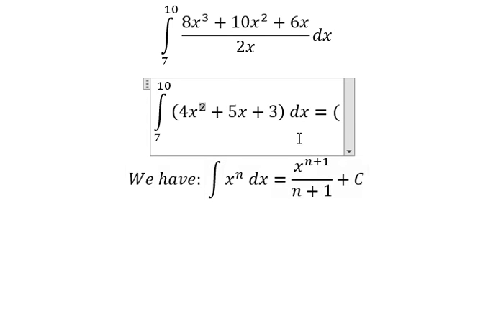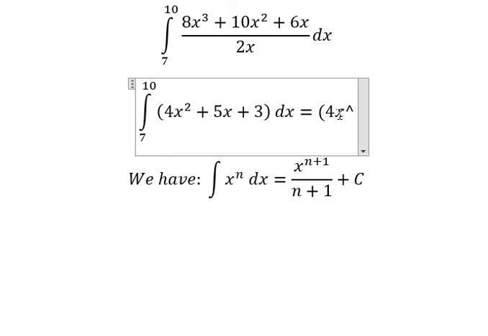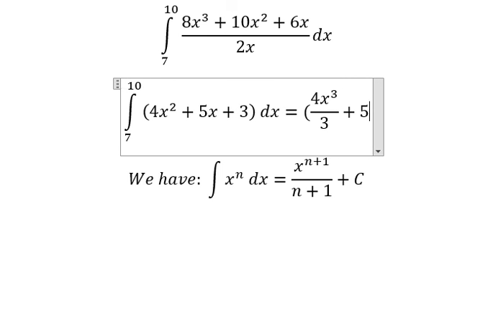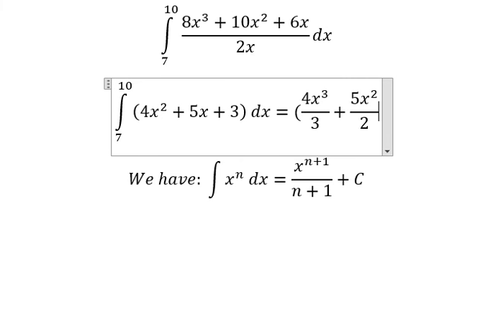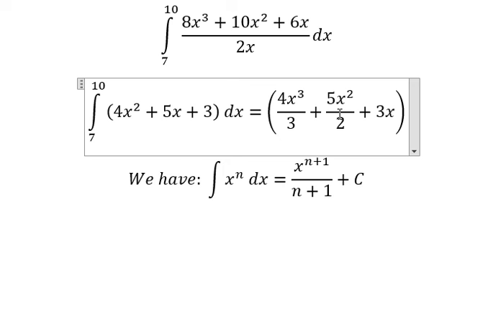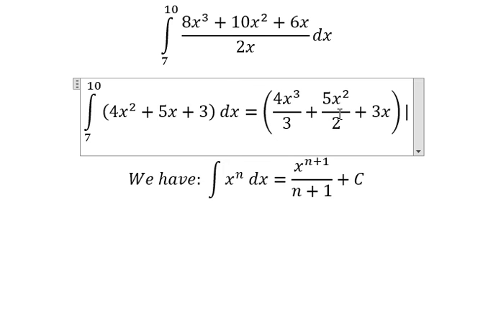2 plus 1, we have number 3, and we have 4s to the power of 3 over 3, 5s squared over 2, and 3s. And we have the powers from 7 to number 10.